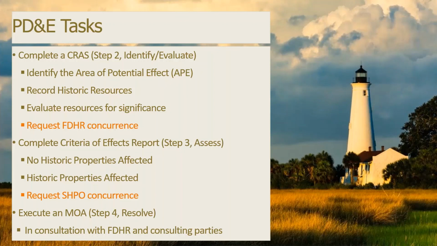If that document did identify historic properties in the APE, then we have to evaluate our project's effects to those properties in a criteria of effects report, which is also sometimes called a Section 106 case study report. And that's going to determine if our project's effects are either adverse or not adverse. And that's another document that we will send to DHR and we will request their concurrence. Of course, if the effects are adverse, then we will execute an MOA in consultation with DHR and any other consulting parties if there are any.